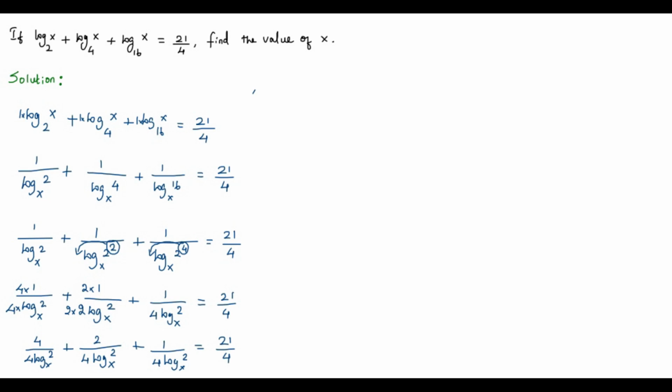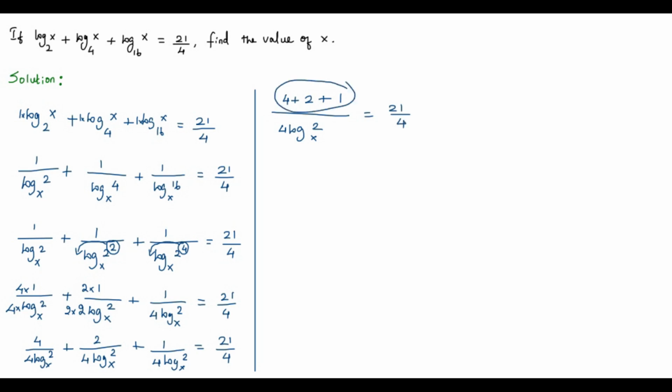Now we got the same denominator for all the three fractions. So now we can take the common denominator and add the numerators. That is 4 plus 2 plus 1 divided by the common denominator 4 log 2 to the base x is equal to 21 divided by 4. When I add 4, 2 and 1, I get 7. 7 divided by 4 log 2 to the base x is equal to 21 divided by 4.